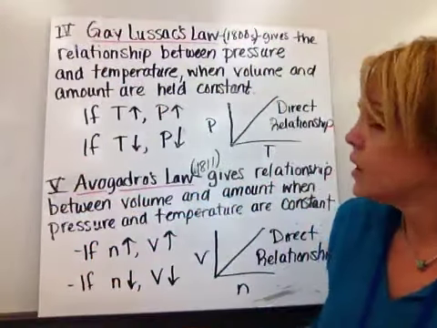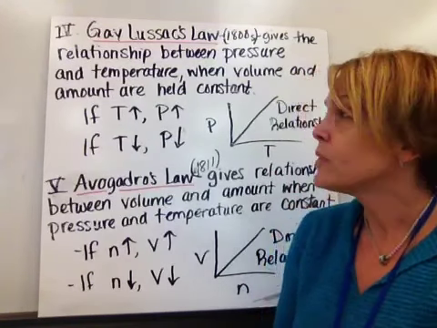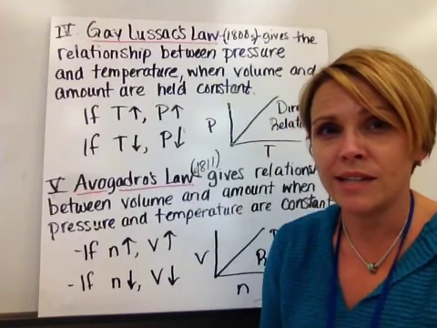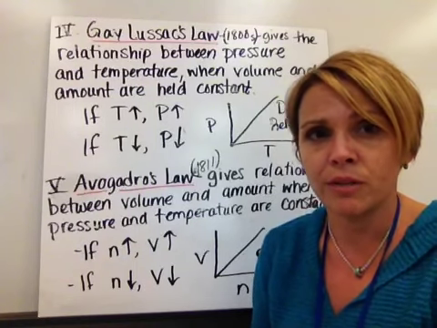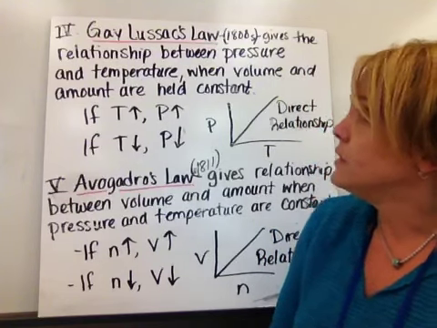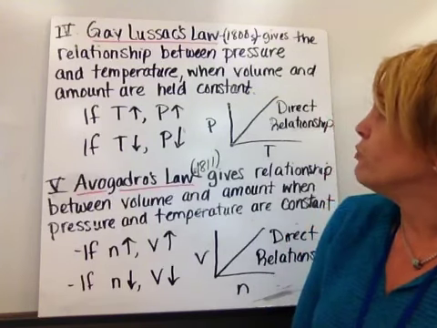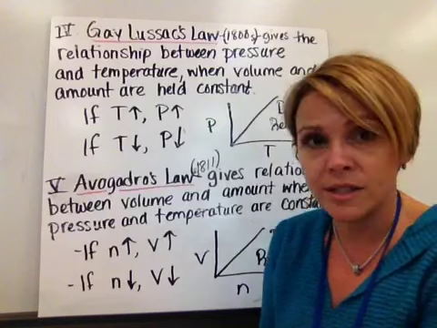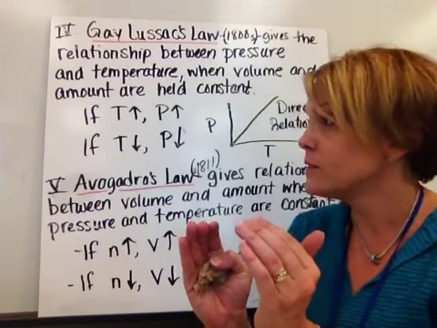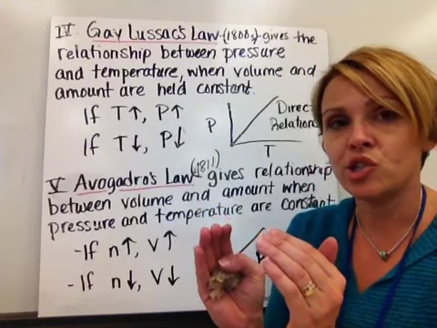All right, the next law is called Gay-Lussac's law. This law was a little bit later. It was written around the 1800s. I don't have a specific date, but it was definitely later. And Gay-Lussac gave us the relationship between pressure and temperature when volume and amount are held constant. Okay, so once again, think about that. You're holding the volume the same size, and the amount is the same. So the only thing that's changing is the pressure and the temperature.